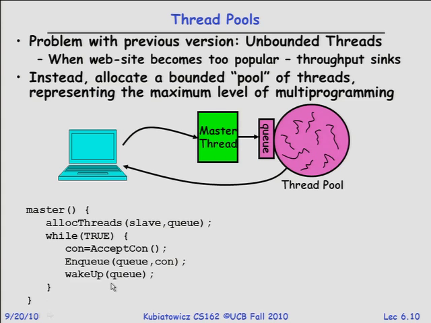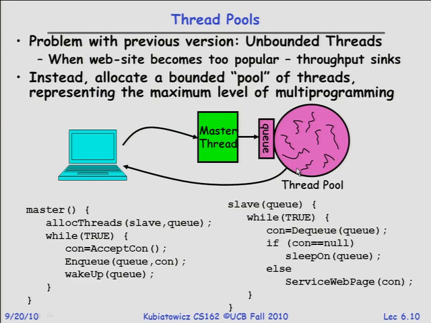What does the thread pool do? Well, each one of those threads goes in an infinite loop here that says, well, can I dequeue something? If it's null, I'm going to go to sleep on the queue. Otherwise, I'm going to service the web page, go back again. And this little thing about sleeping on the queue is exactly the thing that this wake up is going to deal with. So if there's anybody sleeping, we'll wake them up when new things come in. Okay? Does that seem pretty clear to everybody? Questions?